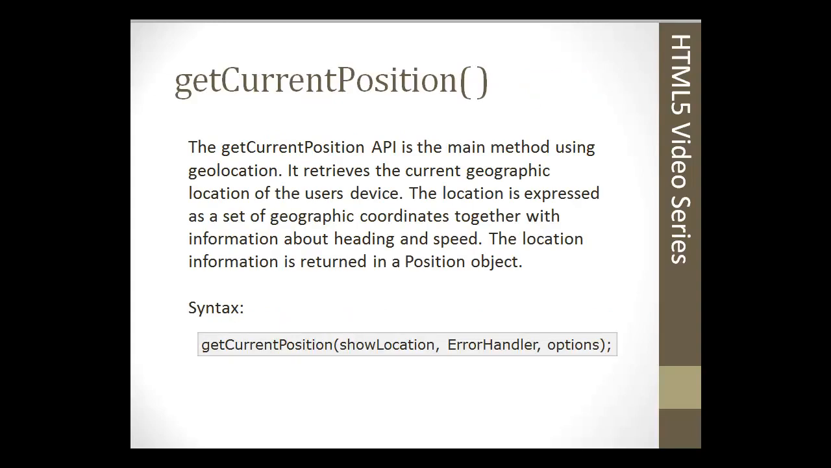So now we'll start looking at the code a little bit, the geolocation code and APIs. The getCurrentPosition method is the main API, and if successful, it will return a position object. The latitude, longitude, and accuracy properties are always returned. And down here we have the syntax. We have the getCurrentPosition method, and it takes 3 parameters: the showLocation, which is mandatory, and then the error handler and the options are optional. And I will discuss this more when we actually do some coding.